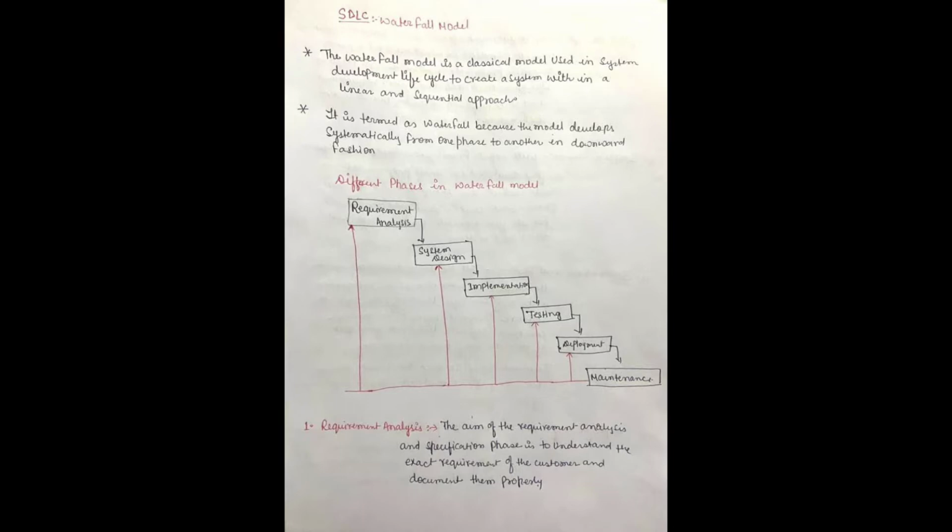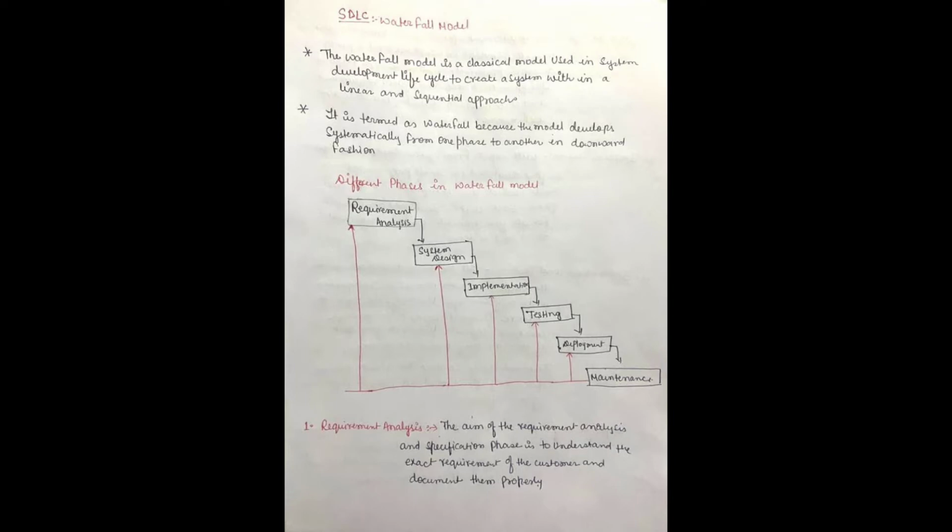Waterfall model. It is the first SDLC model to be used widely in software engineering to ensure the success of the project. The waterfall model is a classical model used in the system development life cycle to create a system within a linear and sequential approach. It is termed waterfall because the model develops systematically from one phase to another in a downward fashion.